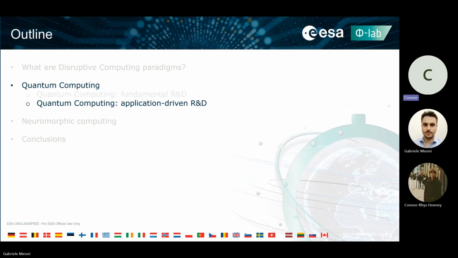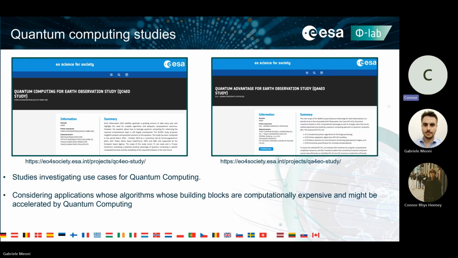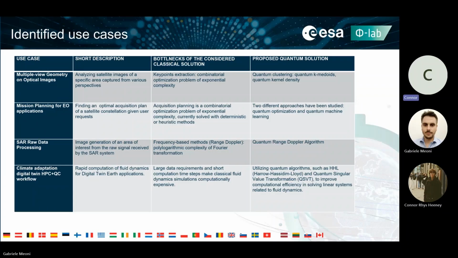In terms of application-driven research, the approach is the other way around. We don't start from the technology. We start from the question: are there problems in Earth observation that are difficult to solve nowadays, for which quantum computers can help? In that respect, we have conducted 2 studies with some industrial partners that have investigated different use cases for quantum computers. So basically, the first one is this one.